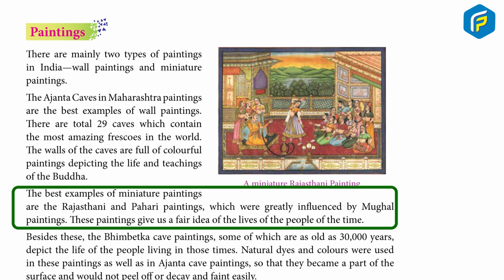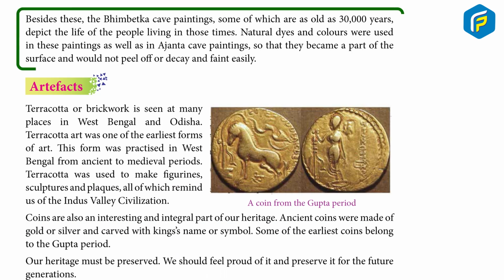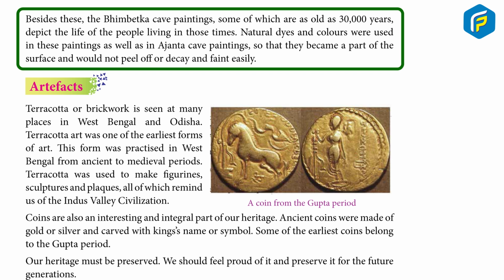The best examples of miniature painting are the Rajasthani and Pahari paintings, which were greatly influenced by Mughal paintings. These paintings give us a fair idea of the lives of the people at the time. Besides these, the Bhimbetka cave paintings, some of which are as old as 30,000 years, depict the life of the people living in those times.